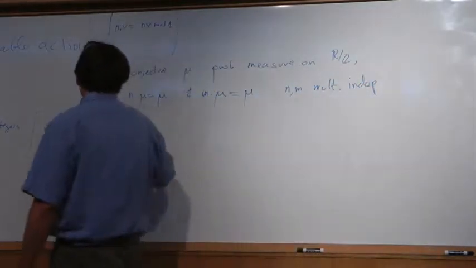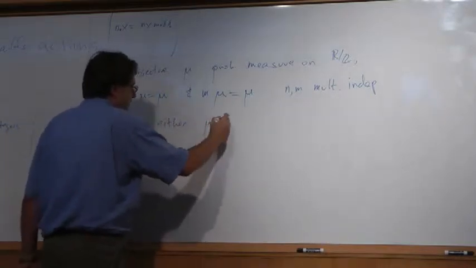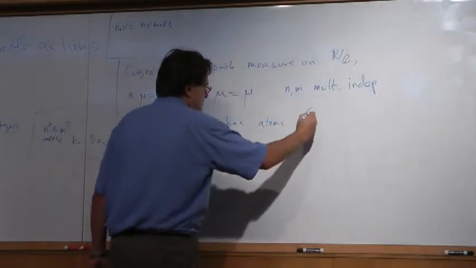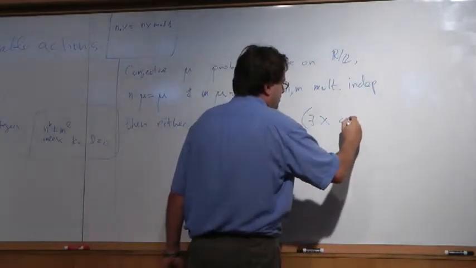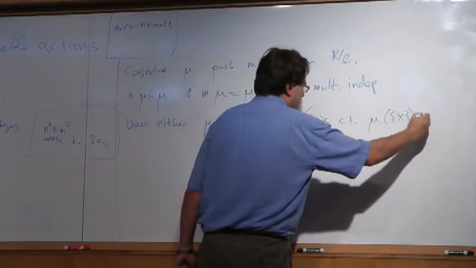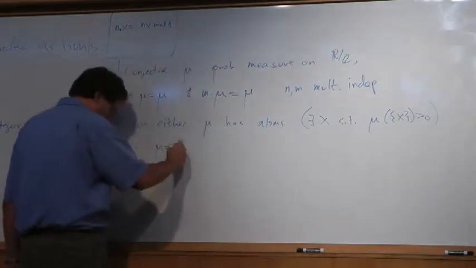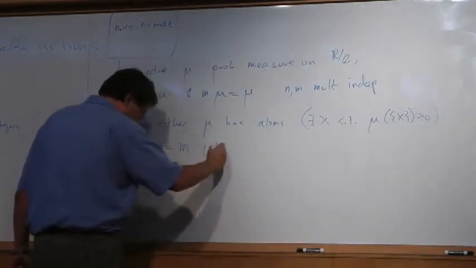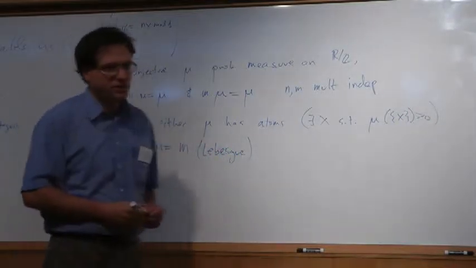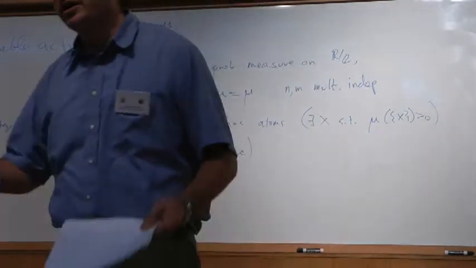Then either mu has atoms, so there exists some x such that mu of the singleton x is positive, or mu is Lebesgue measure. Lebesgue measure I would always denote by m, and some arbitrary measure I don't know much about would be denoted by mu or any other Greek letter.